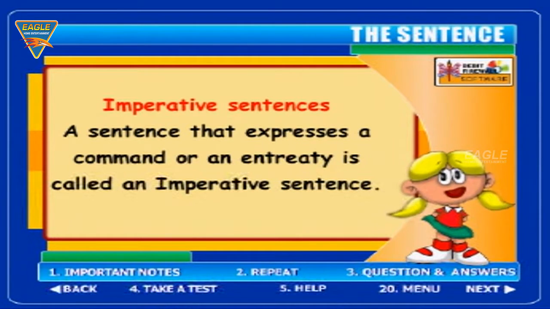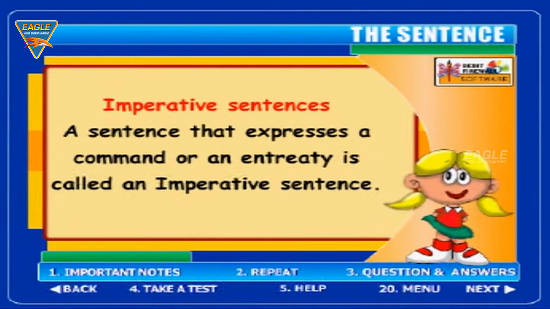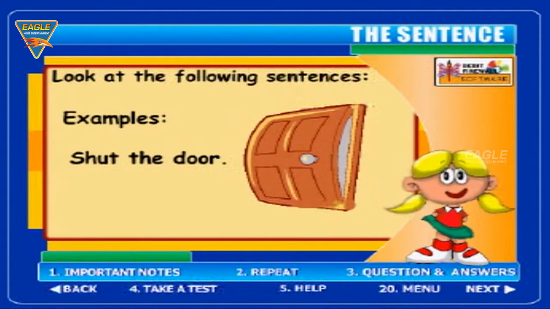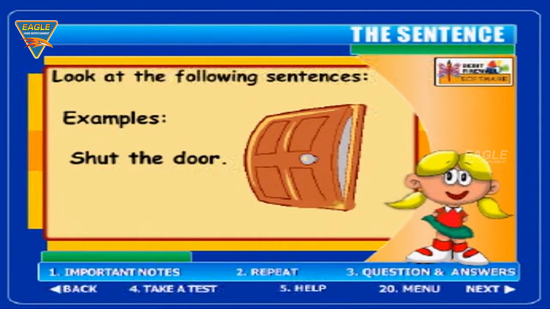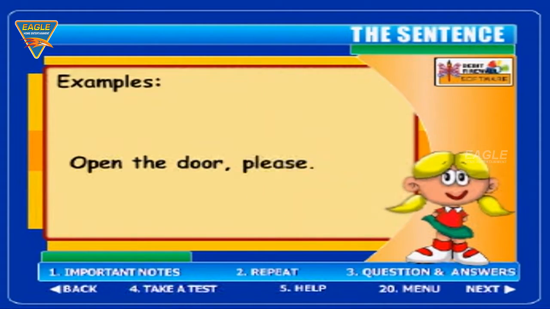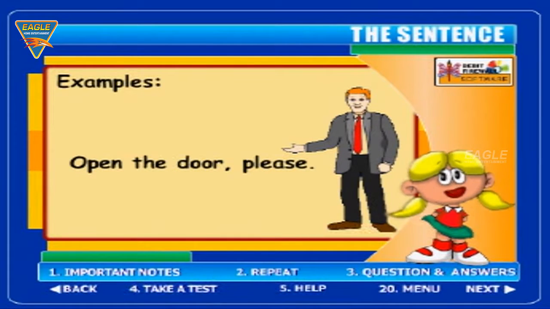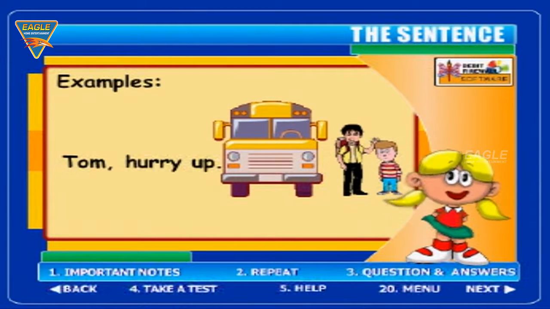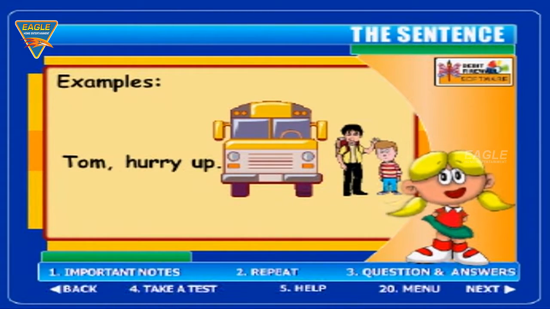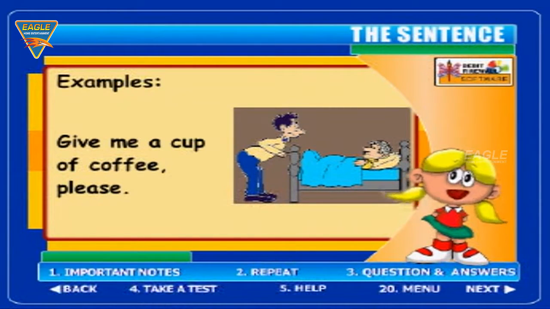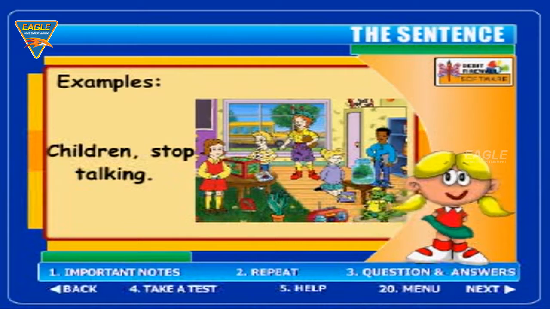Imperative sentences: a sentence that expresses a command or an entreaty is called an imperative sentence. Look at the following sentences. Examples: Shut the door. Open the door, please. Tom, hurry up. Give me a cup of coffee, please. Children, stop talking.